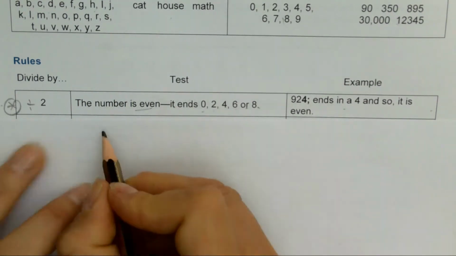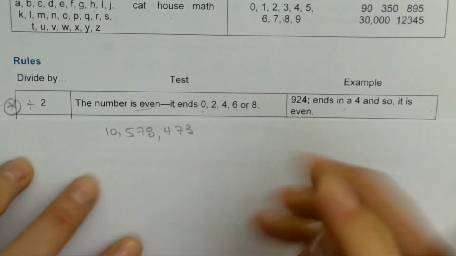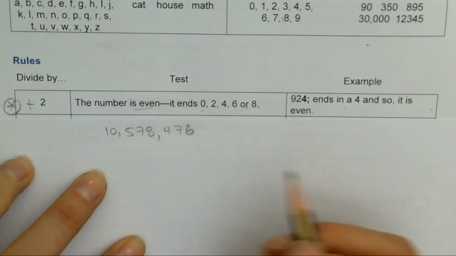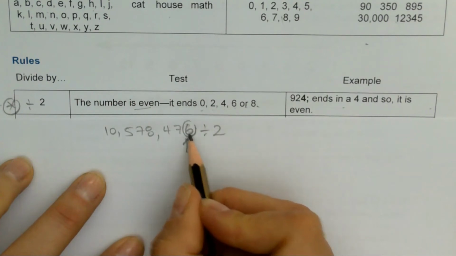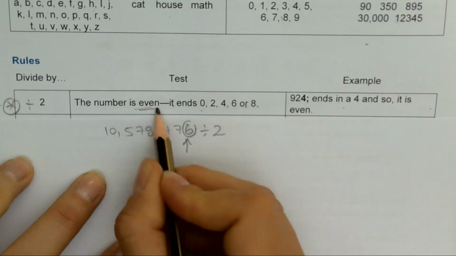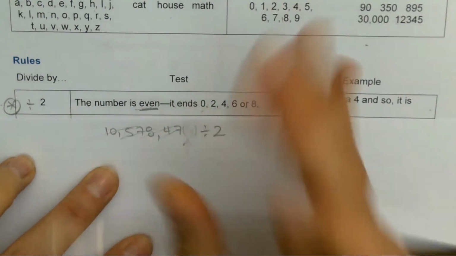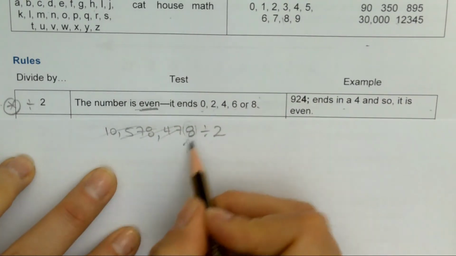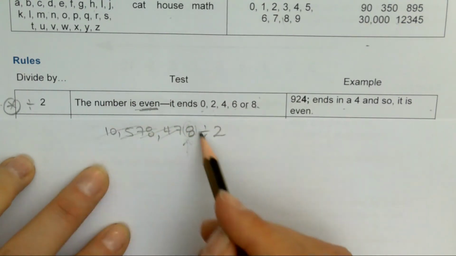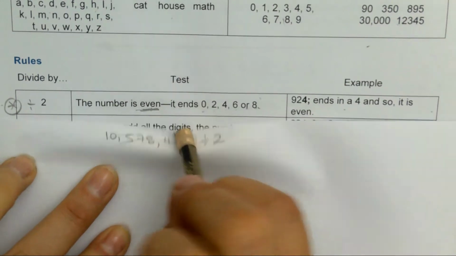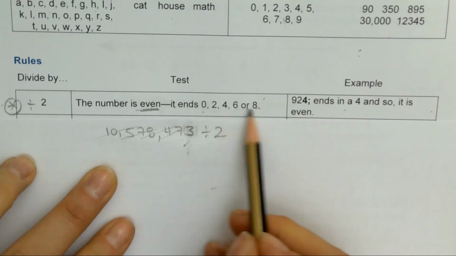So if I have the number 10,578,476, and I say, can I divide this by 2? Yes, because this last digit is one of these, and these are even digits. So we don't look here, we just look at the last digit. If I change this to an 8, can I divide this by 2? Yes, because 8 is an even number. So this whole big number is divisible by 2. If I change it to a 3, is it divisible by 2? No, because 3 is not an even number.